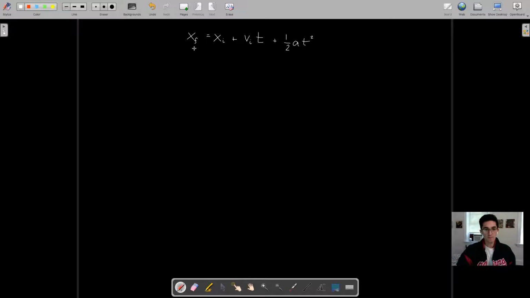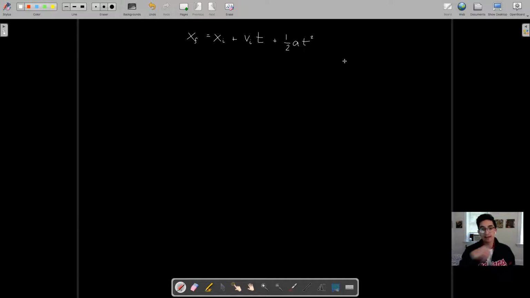And so, we have the equation x final, that little f is a subscript. That's just to differentiate between x final and x initial, meaning final position and initial position. We'll talk about that later. All we need to know is it's a variable, plus v initial t plus 1/2 a t squared.